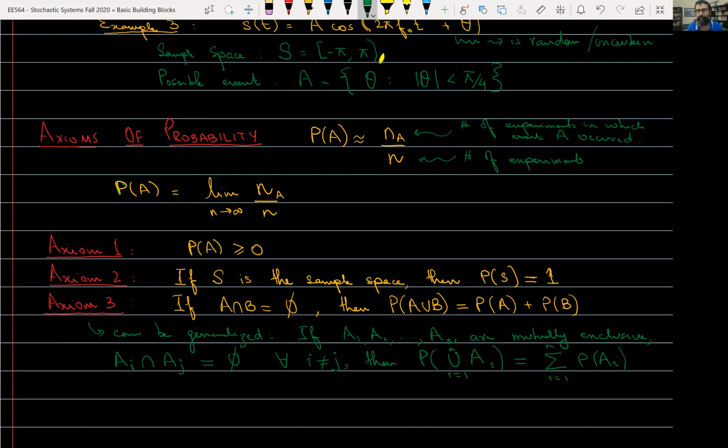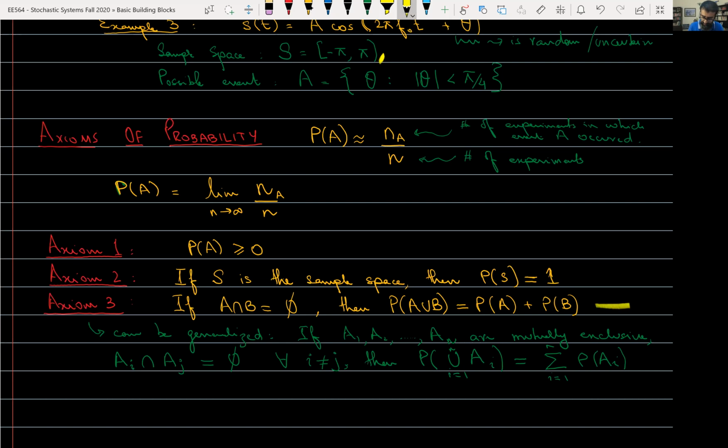All right. Is this clear? So all I'm saying is, if there are many, many events, but all of these events are mutually exclusive, if I find the probability of the union of all of these events, it is simply equal to the sum of the probabilities of these individual events. Okay? And that is essentially the fundamental axiom.